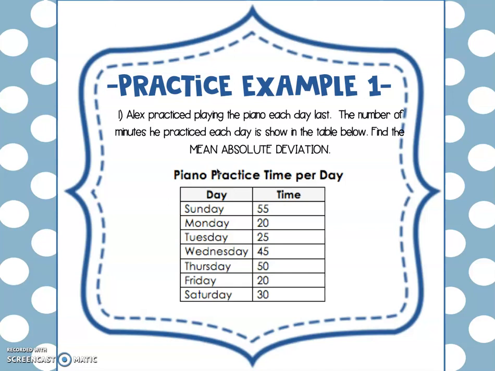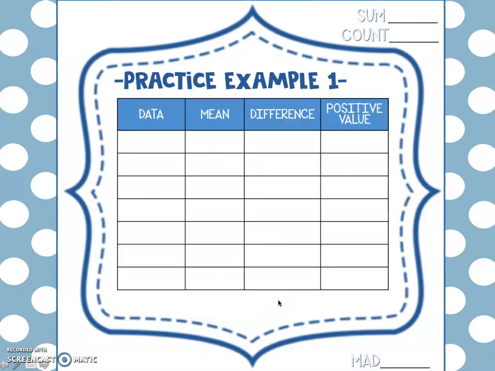So here is the practice example that we just worked on. It says, Alex practiced playing the piano each day last week, and the number of minutes that he practiced each day is shown in the table. Find the mean absolute deviation. Here are Alex's piano practicing times, so that's our data set. First things first, we're going to make our mean absolute deviation table. Go ahead, and if you haven't already, draw this with me now.